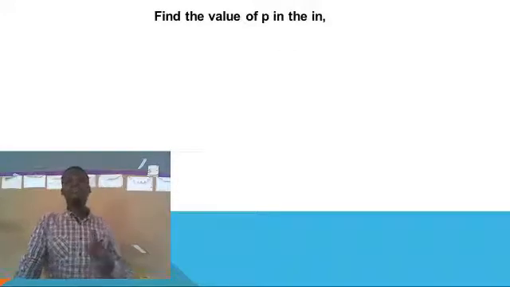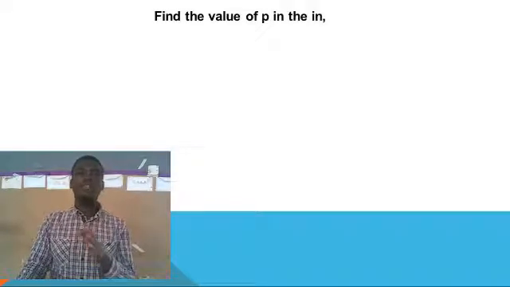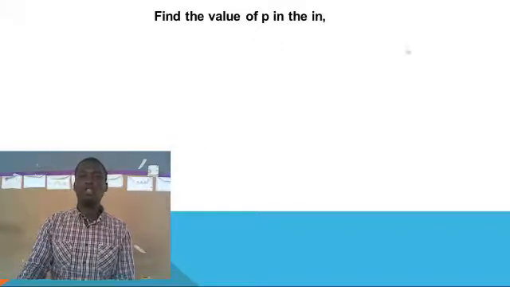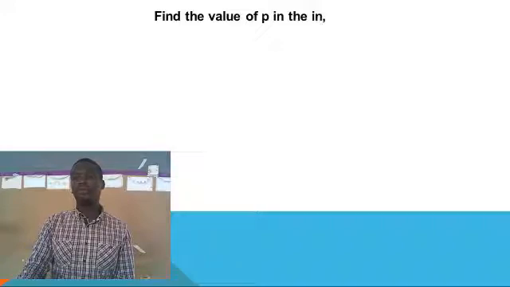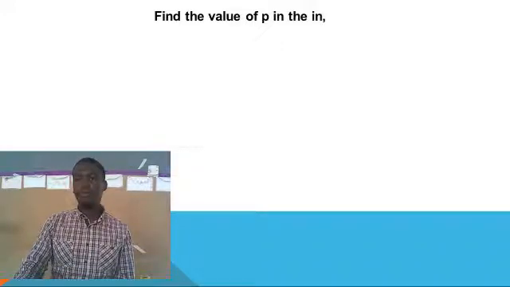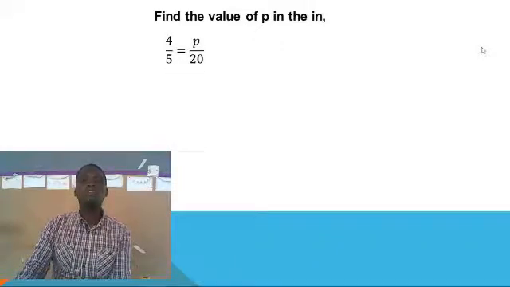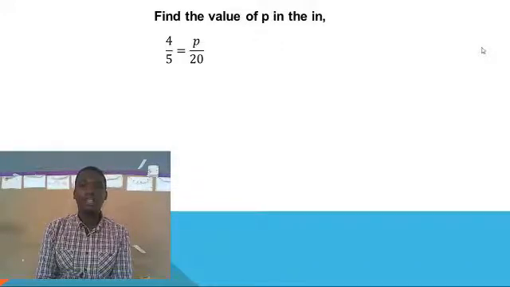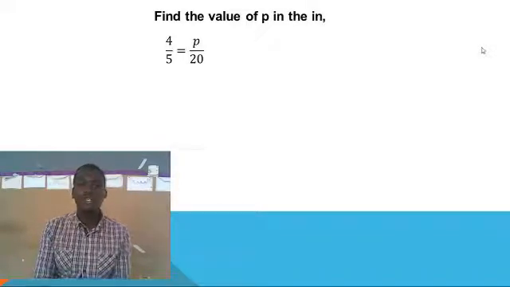Find the value of P in the number. The last one you ignore. We are supposed to find the value of P in this one: 4 out of 5 equals P out of 20. What do you think that question wants? It wants you to find the equivalent of 4 out of 5 which gives you the denominator as 20.